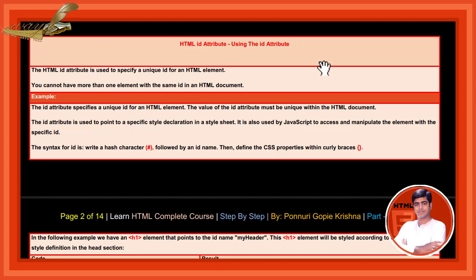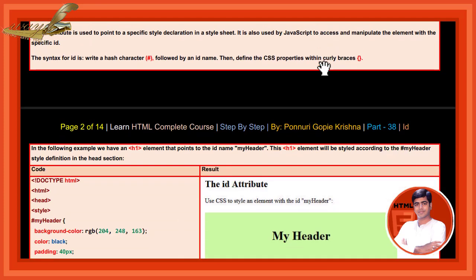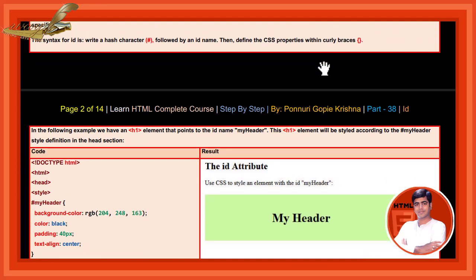The syntax of ID is: write a hash character followed by an ID name. Then define the CSS properties within curly braces. In the following example, we have an h1 element that points to the ID name myHeader. This h1 element will be styled according to the #myHeader style definition in the head section.